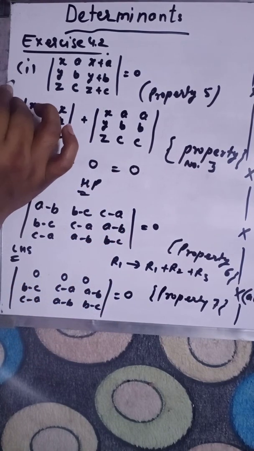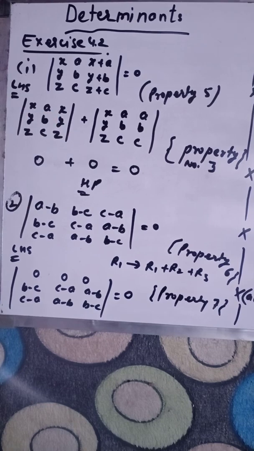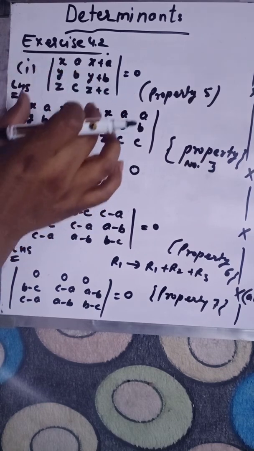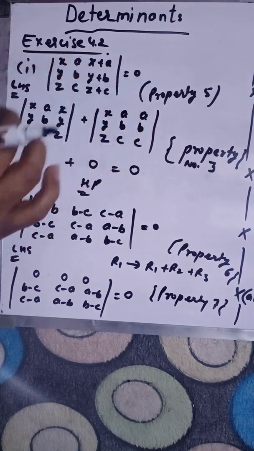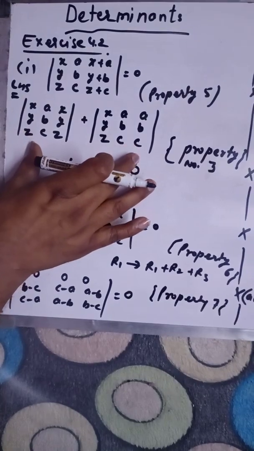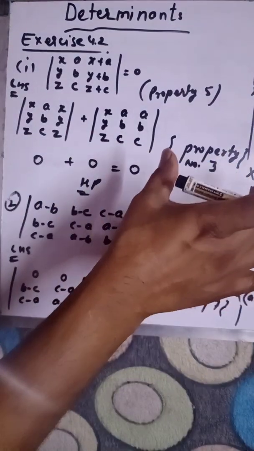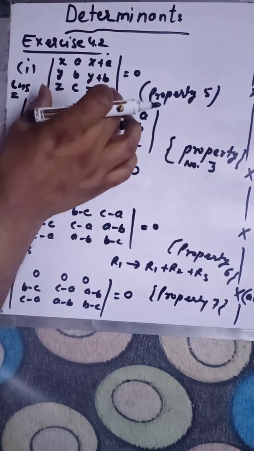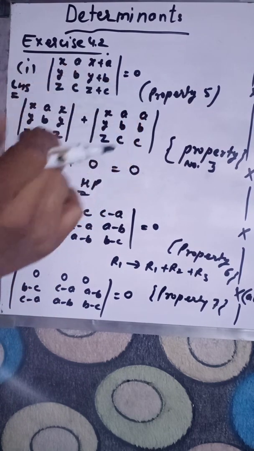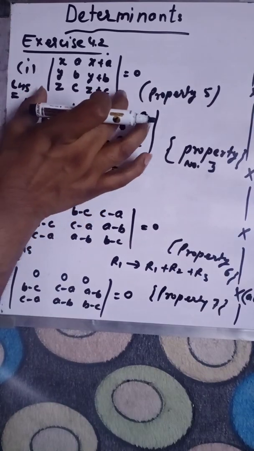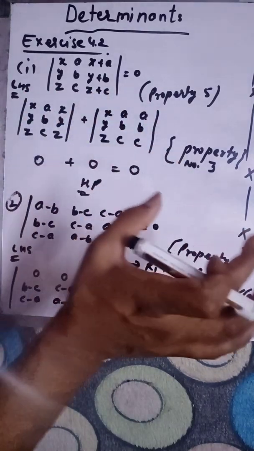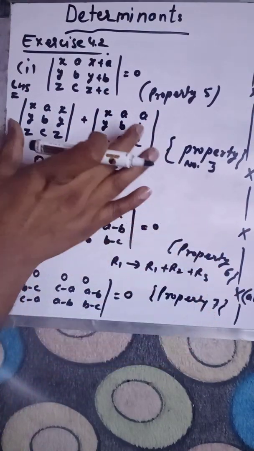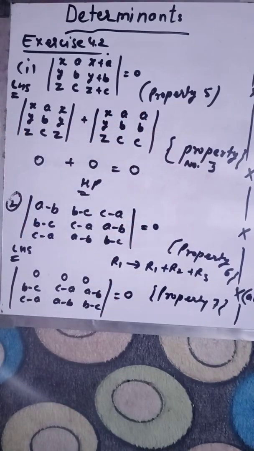Here you have to write the left hand side first. In the first step you have to copy the question, then this is the second step. Due to the lack of space and shortage of time, I am not writing the first step. But in each question, you have to copy the left hand side in the first step, and then apply these properties.